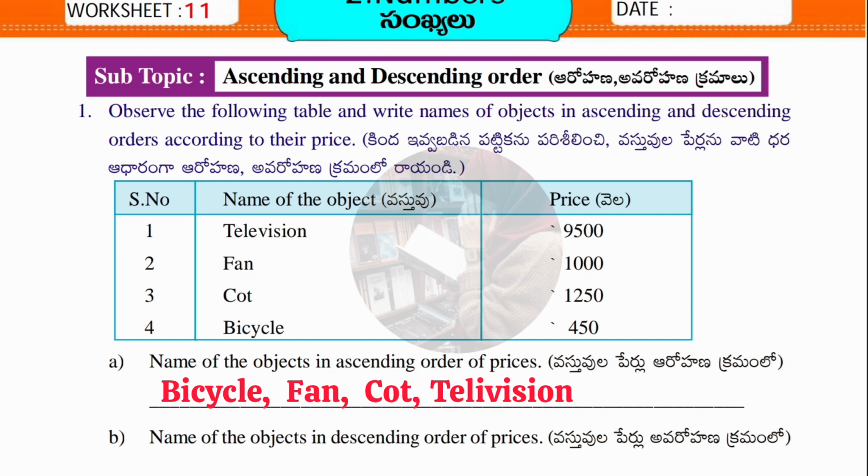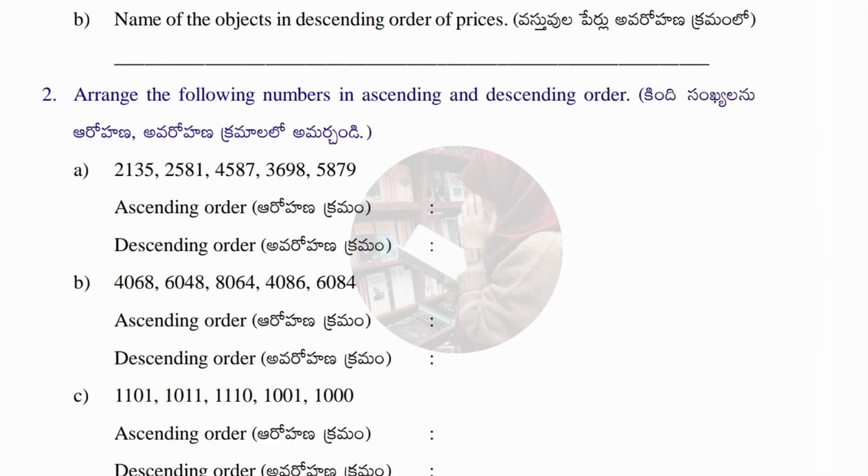Now let's move on to the second question, which is name of the objects in descending order price. Now we have to write it down in descending order, means from bigger to smaller. Okay, so first television comes, then cot, then fan and then bicycle. Understood? Let's see the second Roman, which is arrange the following numbers in ascending and descending order.